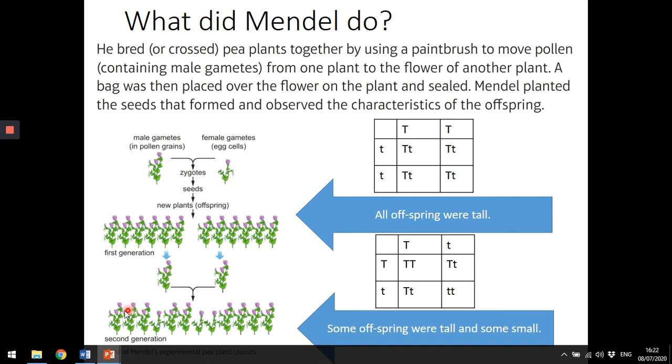And when he did that, he found that some were tall and some were shorter. And if we now apply a Punnett square to that scenario, we know that these heterozygous plants, when crossed together, will give 3 of the 4, or 75%, having the gene for tall, and then 1 homozygous short here. So even though he didn't have this knowledge of genes and alleles at the time, we can now apply that knowledge and explain his findings.